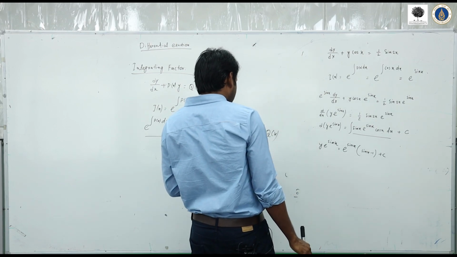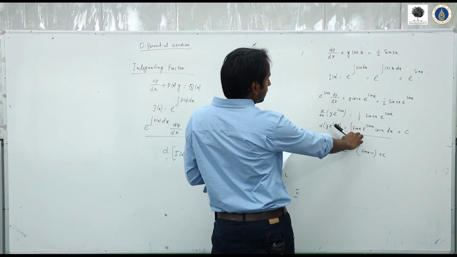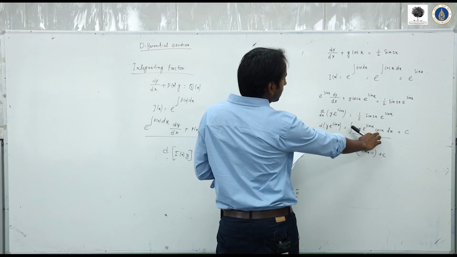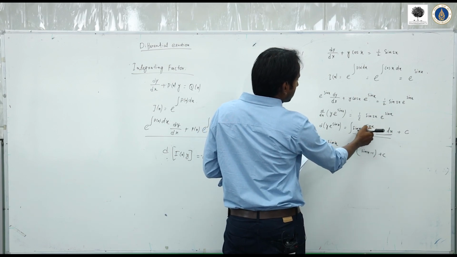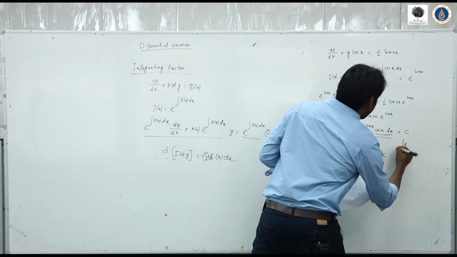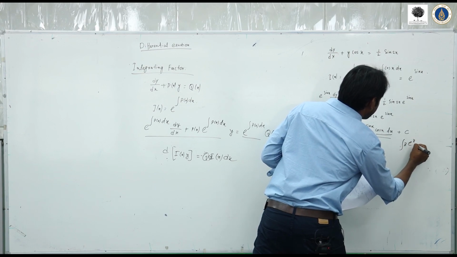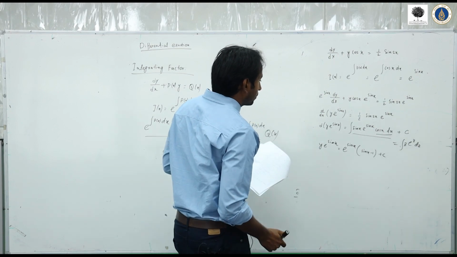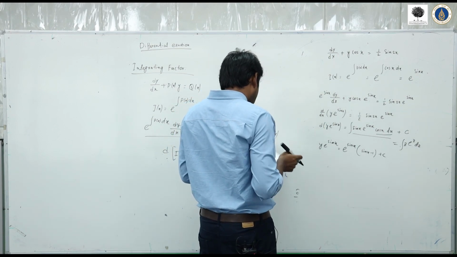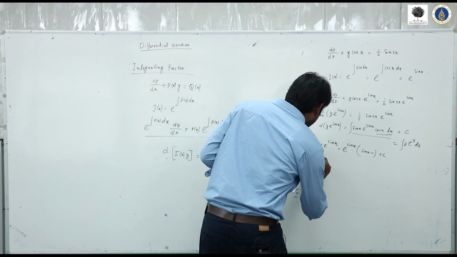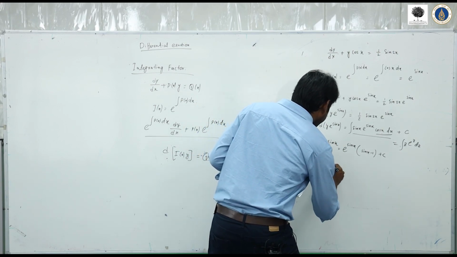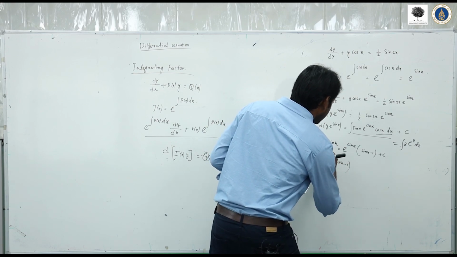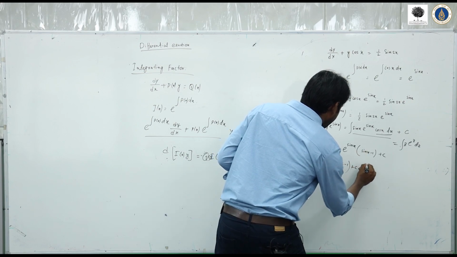The trick here is to consider sine x to be z. So dz by dx is cos x, and this will be the integral of z e to the power z dz. This will be the integral you have to find out. So it is very easy, I leave it to the viewer. And this y is actually sin x minus 1 plus c e to the power minus sin x.